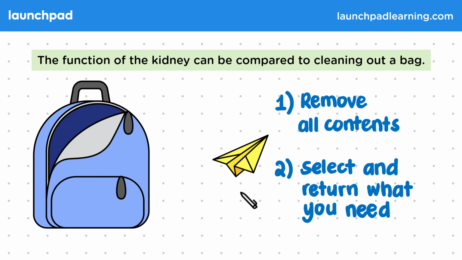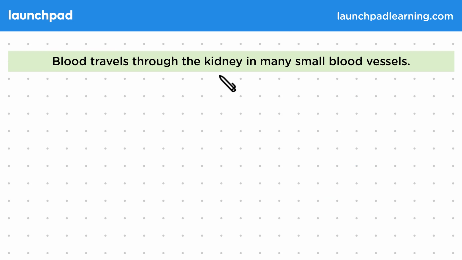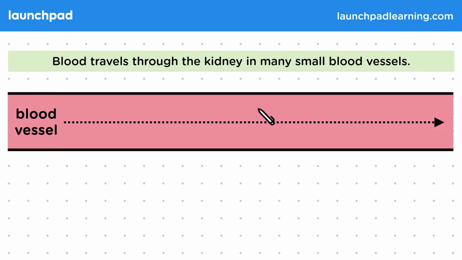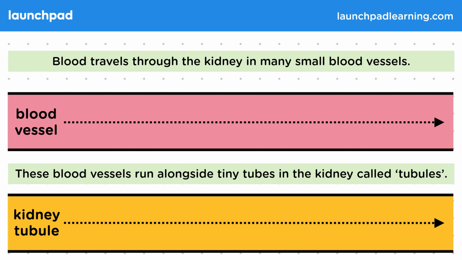But how exactly do the kidneys remove some substances, but not others? Blood travels through the kidney in many small blood vessels. This image shows a small blood vessel in the kidney, and the arrow shows the direction of blood flow. These blood vessels run alongside tiny tubes in the kidney called tubules. This image shows a kidney tubule, and the arrow shows the movement of the fluid inside it. A tubule is just a small tube.